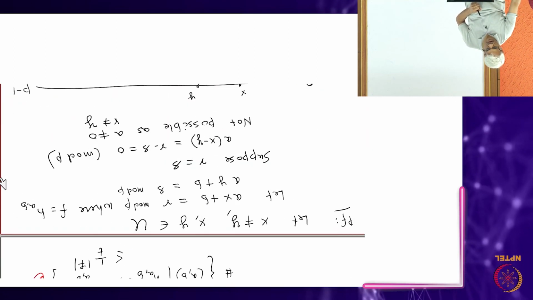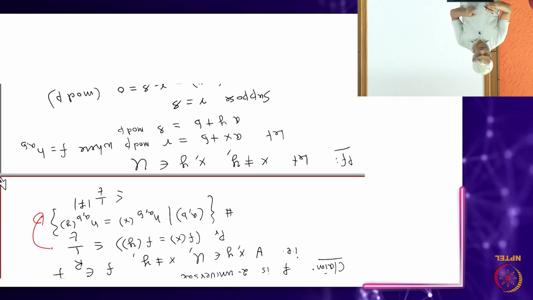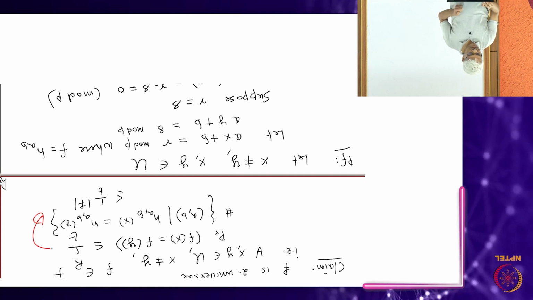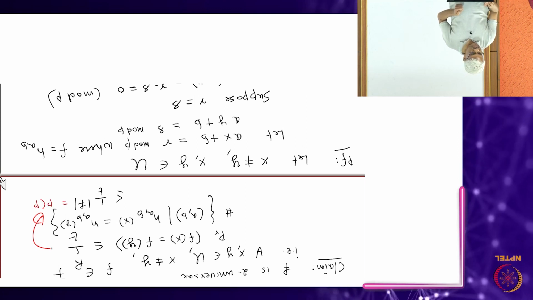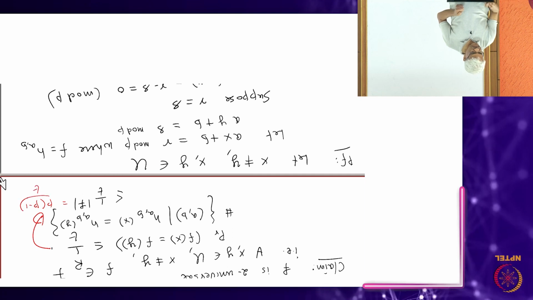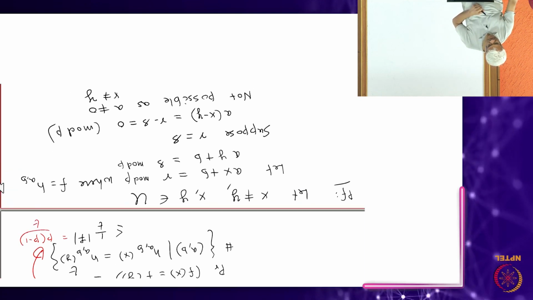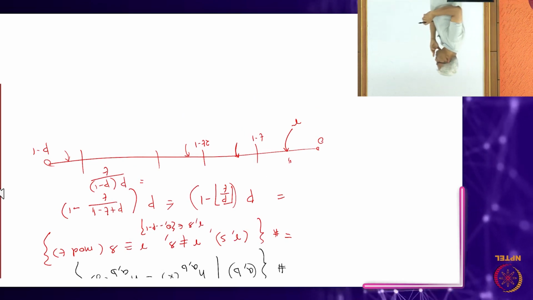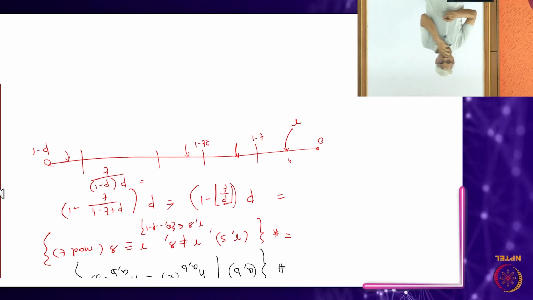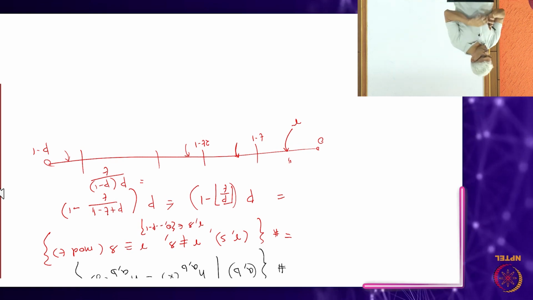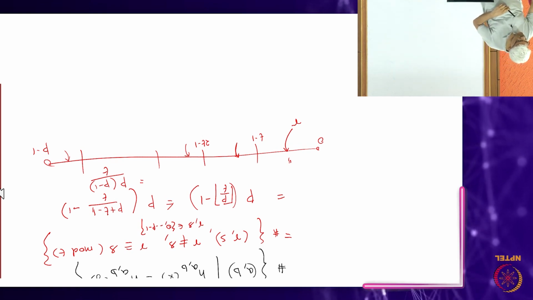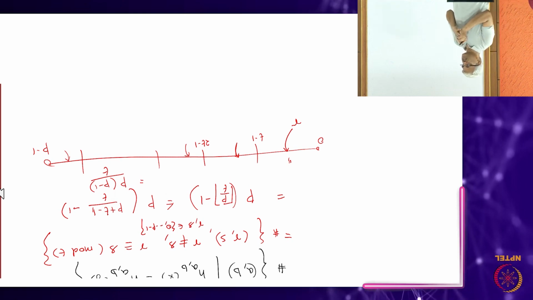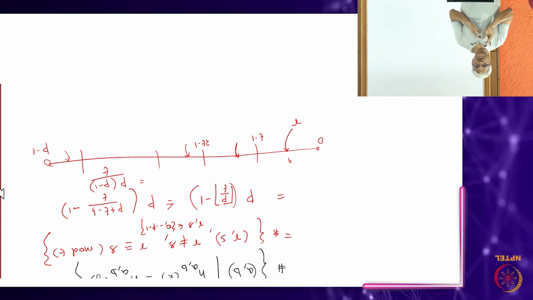What did we want to show? That number of these functions is cardinality of F by T. What is cardinality of F? That is P into P minus 1. Did I show that? Yes. Okay. Good. Questions? So, is that clear?